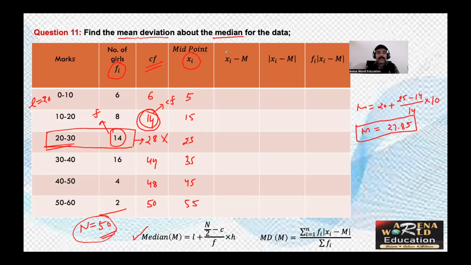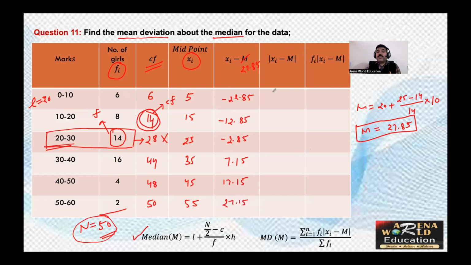So now next step, I think everybody is familiar with the next step. Now xi we are having, and m we have already calculated, this is 27.85. Now 5 minus 27.85 will be minus 22.85, right? 15 minus 27.85 will be minus 12.85. 25 minus 27.85 will be minus 2.85. Now 35 minus 27.85 will be positive 7.15. Now 45 minus 27.85, we will just add 10, so 10 plus 7.15 is 17.15. For the next one, it will be 27.15.